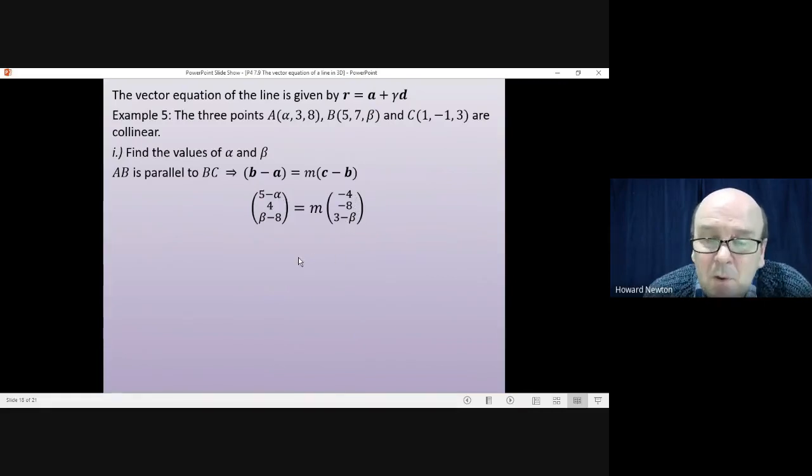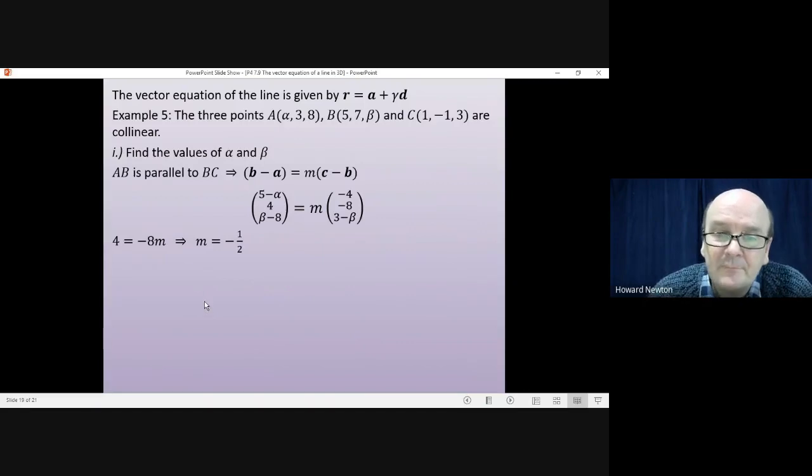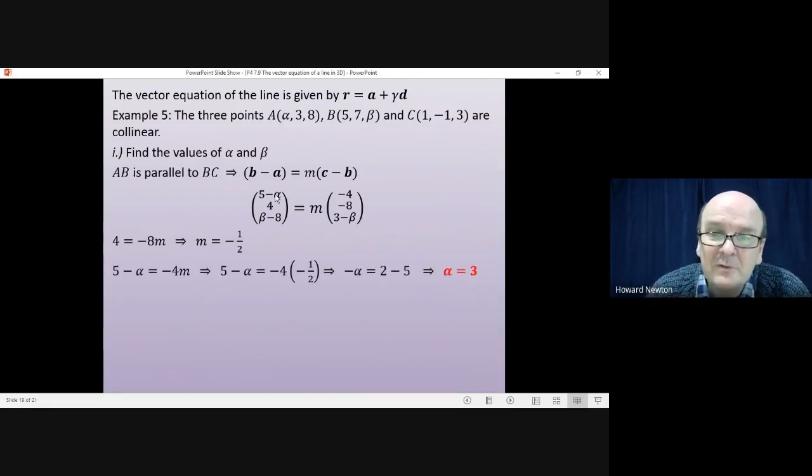Now, that gives me 3 equations with 3 unknowns, but the middle one only has m in. So looking at the j value, I get 4 equals minus 8m, which means that m must equal minus 1/2. In order to work out the value of alpha, I'll go to the i values. So 5 minus alpha equals minus 4m. Substituting in m equals minus 1/2 would give me that. And that eventually simplifies to alpha must equal 3.